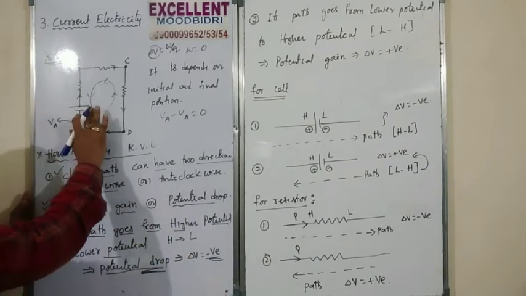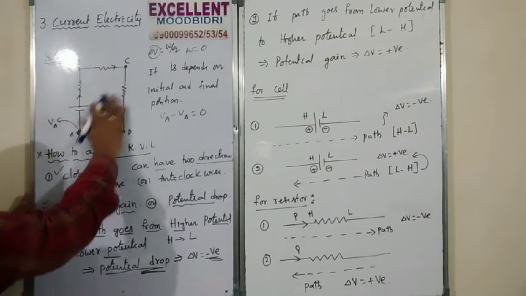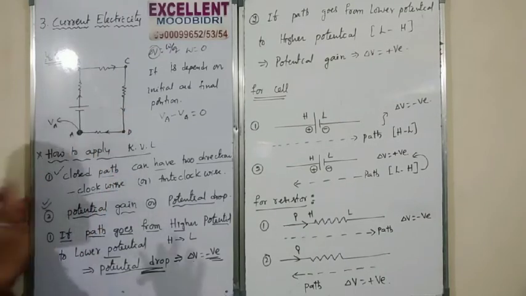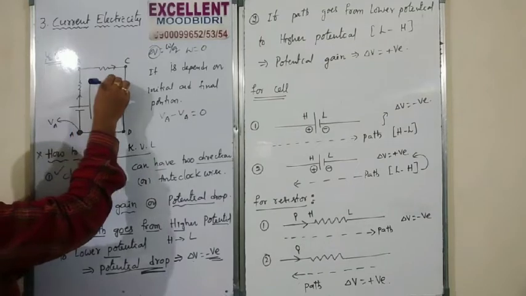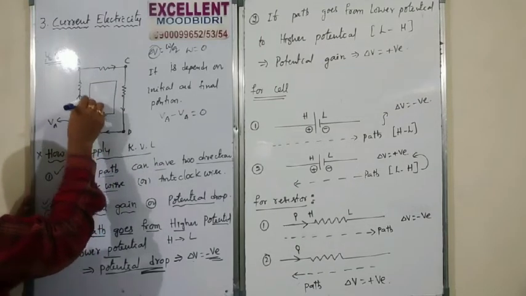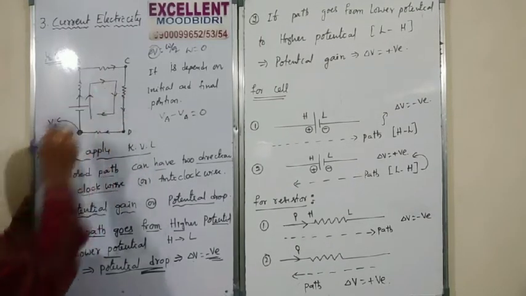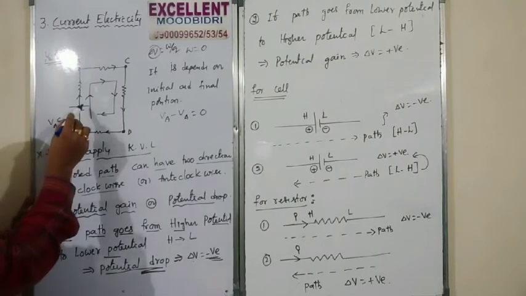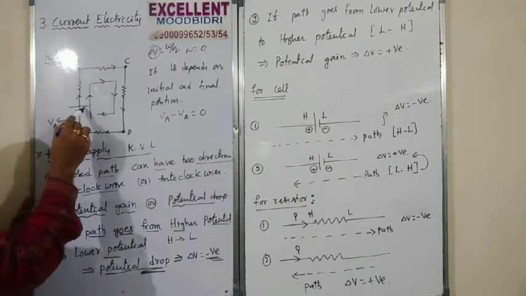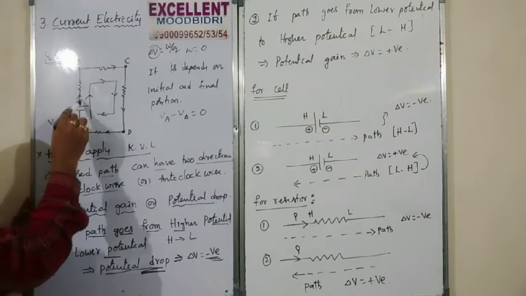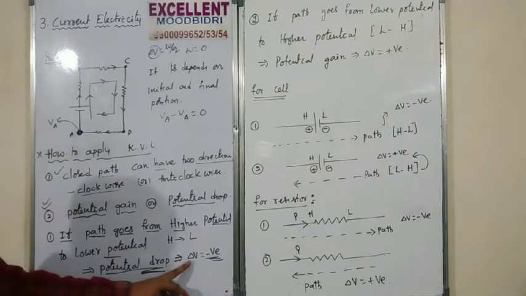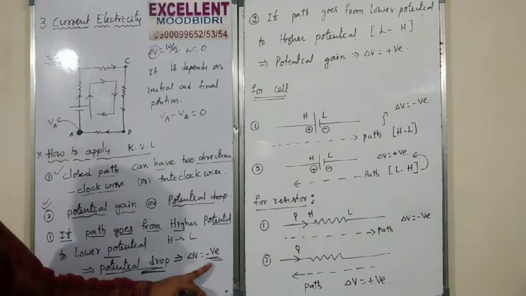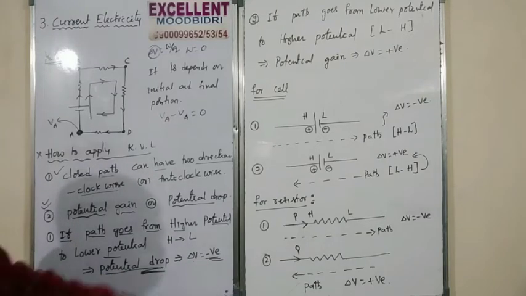Once again observe, this is the path. This is our selecting path. We want to select the closed path, so the closed path in this direction, in this direction, in this direction, in this direction. This is the closed path. It moves from where to where? Higher potential to lower potential. In that case, the potential drop we will consider as a negative.